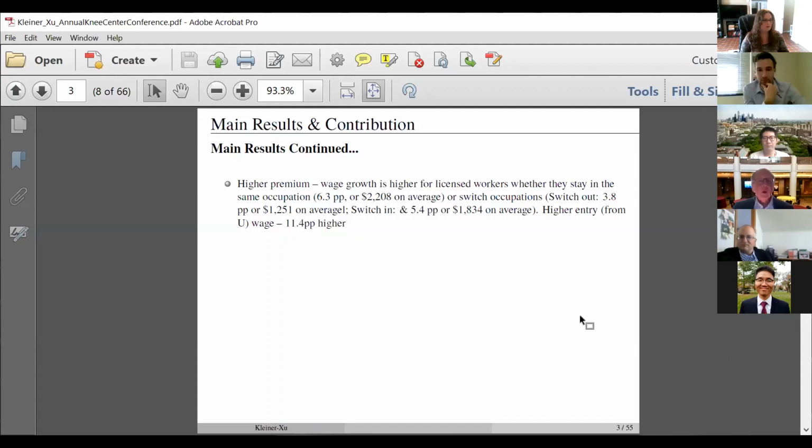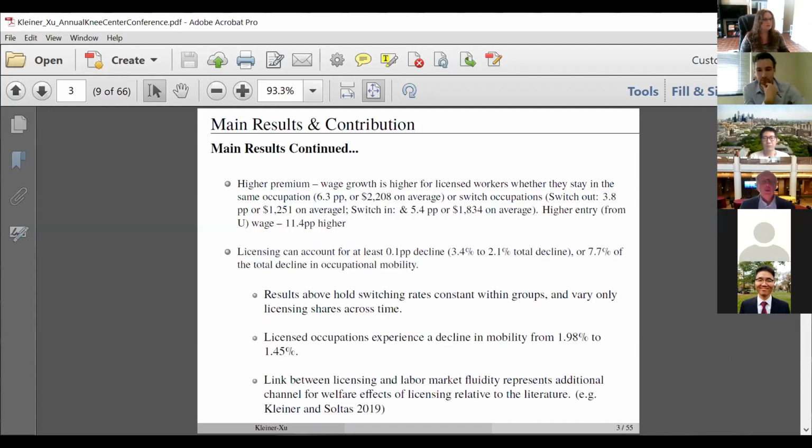Also, what we find is that when you put licensing into a sort of macro effect, licensing can account for about 8% of the total decline in this occupational mobility. So I was able to show the decline in the transitions in terms of different jobs, and if you put licensing into that, in terms of the total decline based on our parameters in a structural model, licensing can account for almost 8% of the decline.